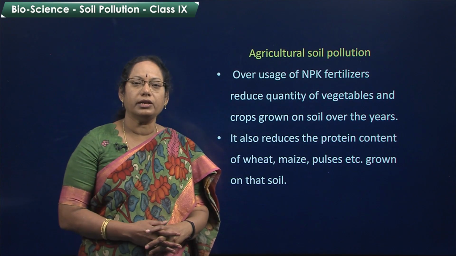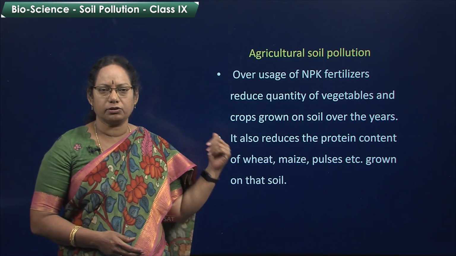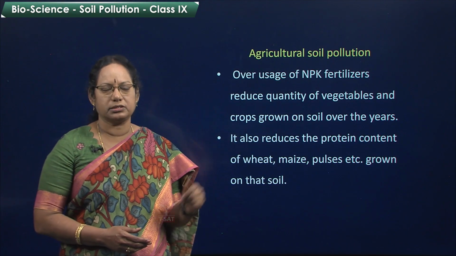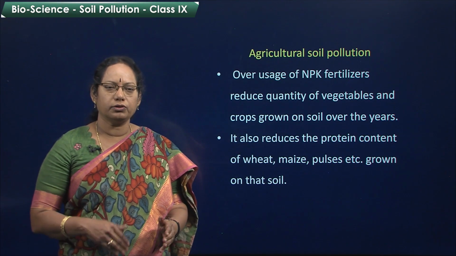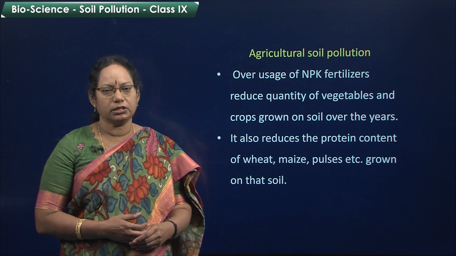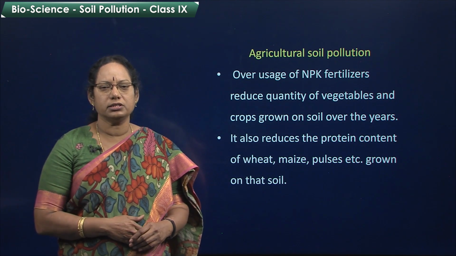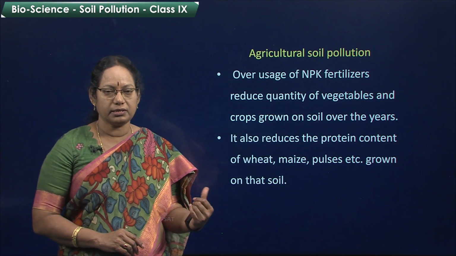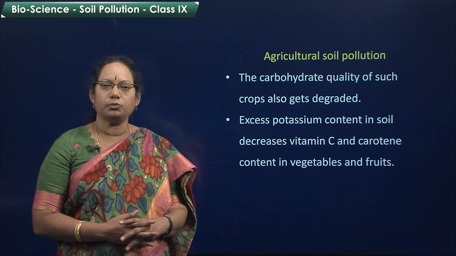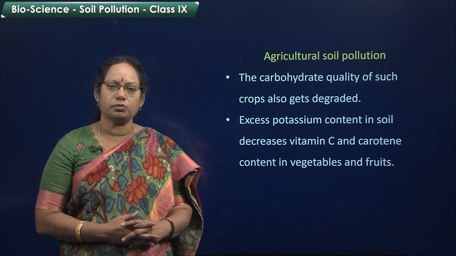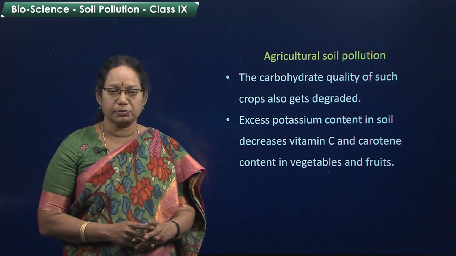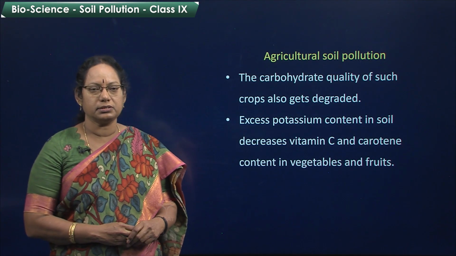Over usage of NPK fertilizers, NPK is nitrogen, phosphorus and potassium. These fertilizers have these main components. So, what if we overuse these fertilizers, what will happen? It will reduce the quantity of vegetables. It also reduces the protein content of wheat, maize, pulses etc. grown in that soil. The carbohydrate quality of such crops also gets degraded. Excess potassium content in soil decreases vitamin C and carotene content in vegetables and fruits.